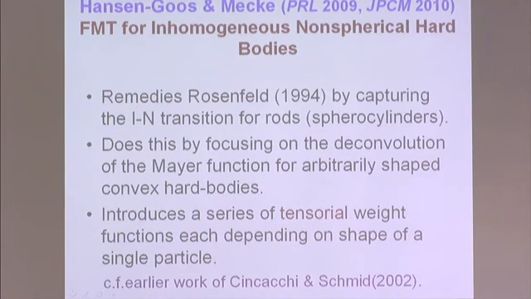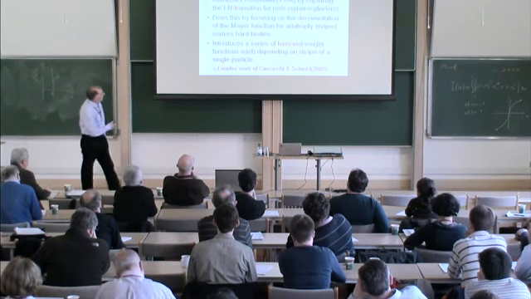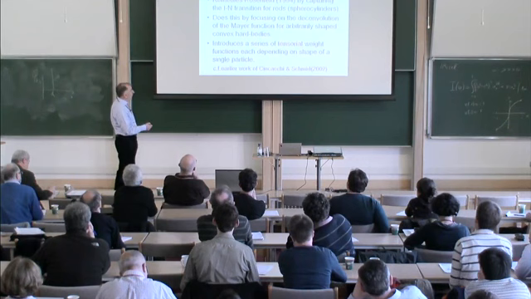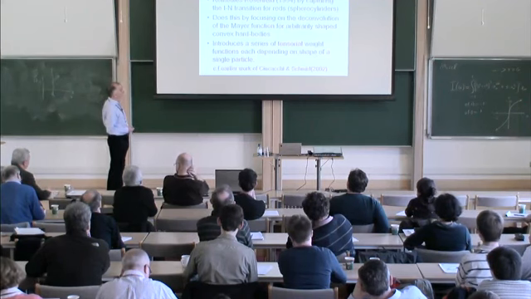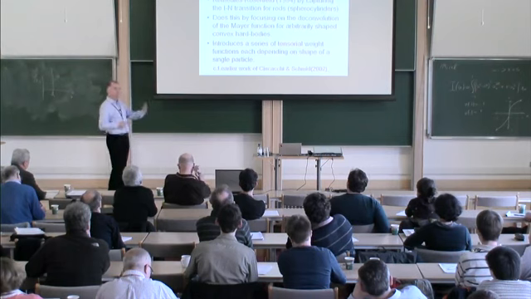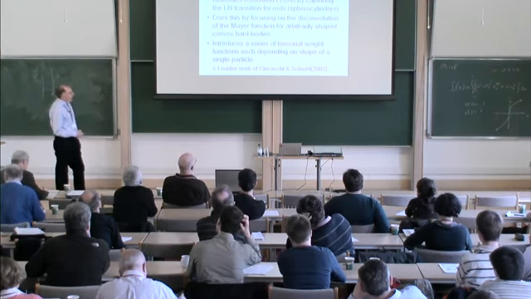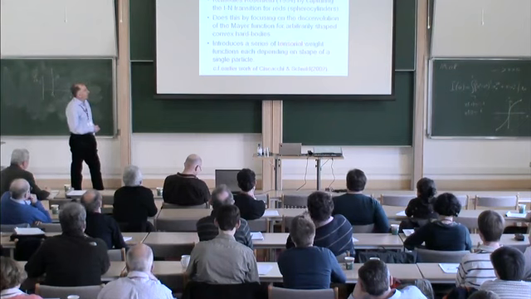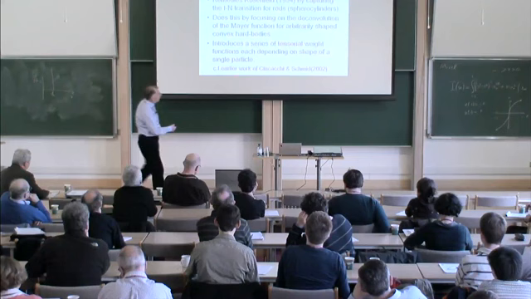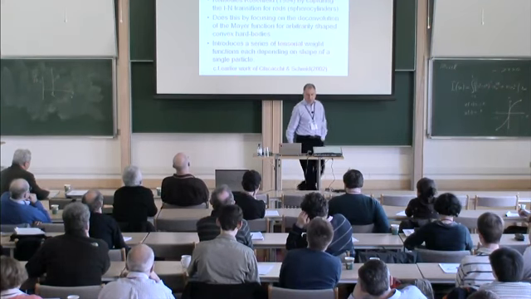So what does it do for you? Actually, seriously, it's a beautiful paper. I spent some of the last 10 days trying to get to grips with this. It remedies Rosenfeld. It captures the transition for rods, for cylinders in other words, and it does this by focusing properly on the deconvolution of the Mayer function back to Onsager. It introduces a series of tensorial weight functions, each depending upon the shape of a single particle. And it does it in a different way from earlier work of Friedrich Schmidt.